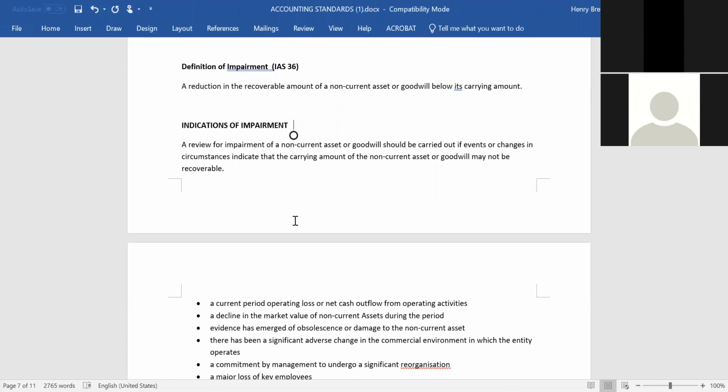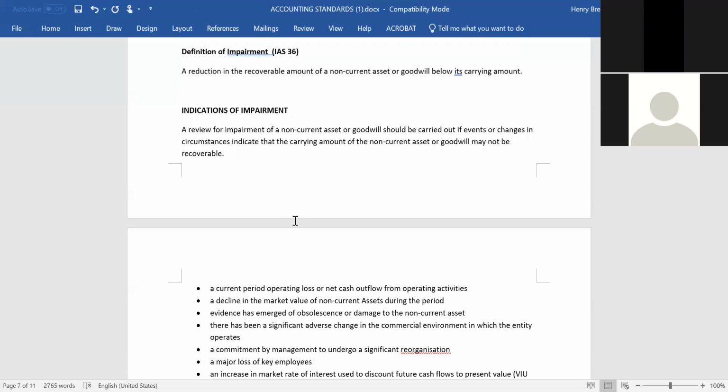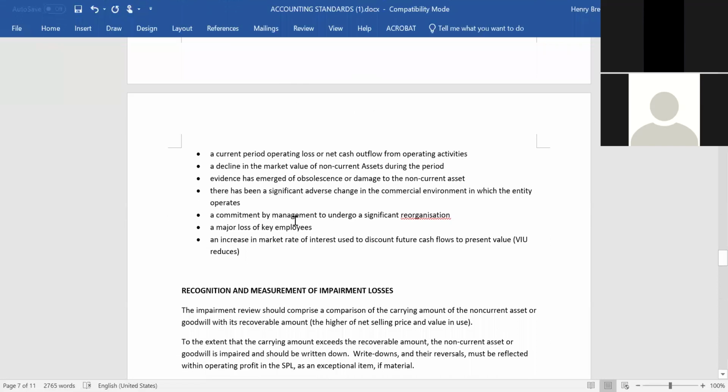A review for impairment of non-current assets or goodwill should be carried out if events or changes in circumstances indicate that the carrying amount of the non-current asset or goodwill may not be recoverable. Instances such as a current period operating loss or net cash outflow from operating activities. When you have an asset and there's a current operating loss pertaining to the asset, then it gives an indication of impairment testing.